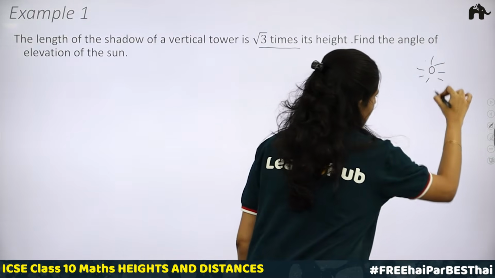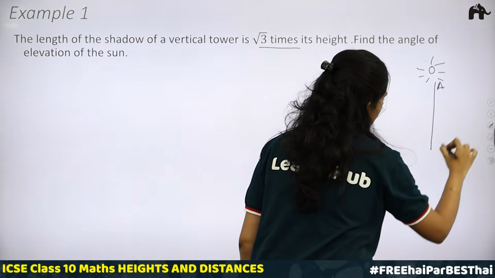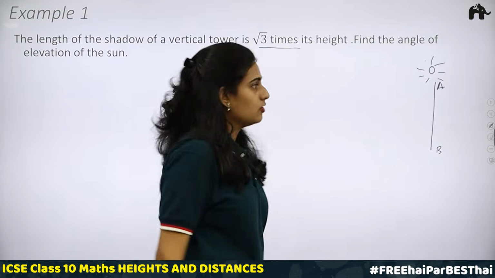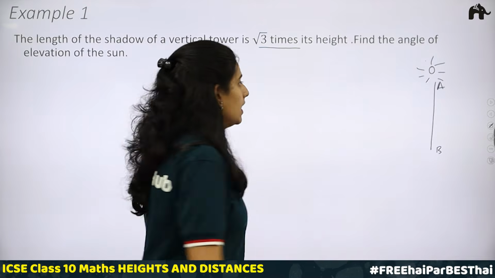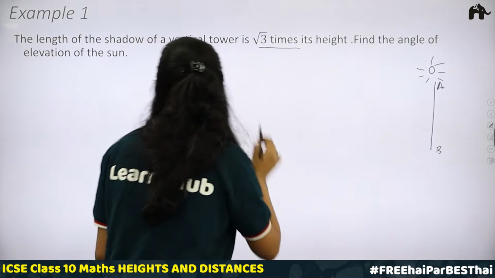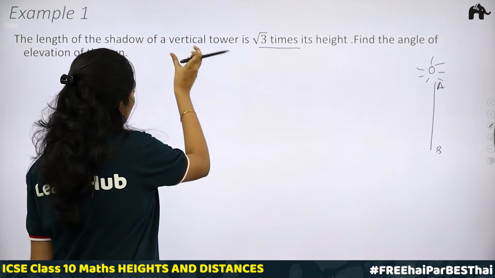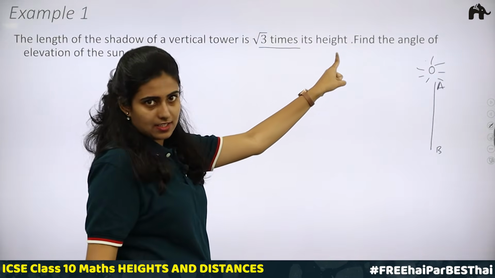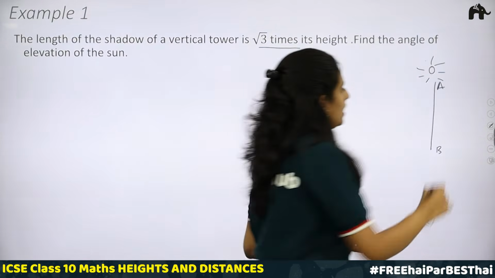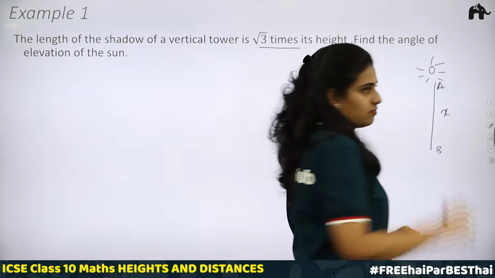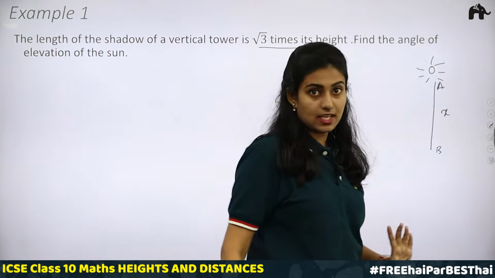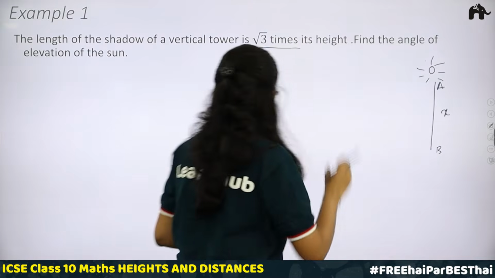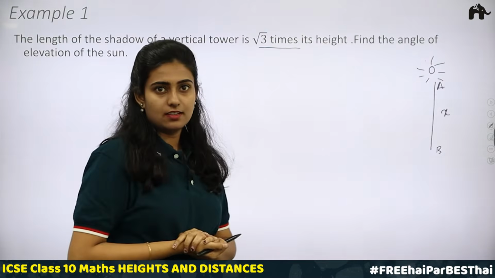This is our vertical tower. Let us name it as AB. Vertical tower AB. Then, what is given? Length of the shadow of a vertical tower is √3 times its height. If we are taking the height of the tower as x, the length of shadow will be √3 times x.